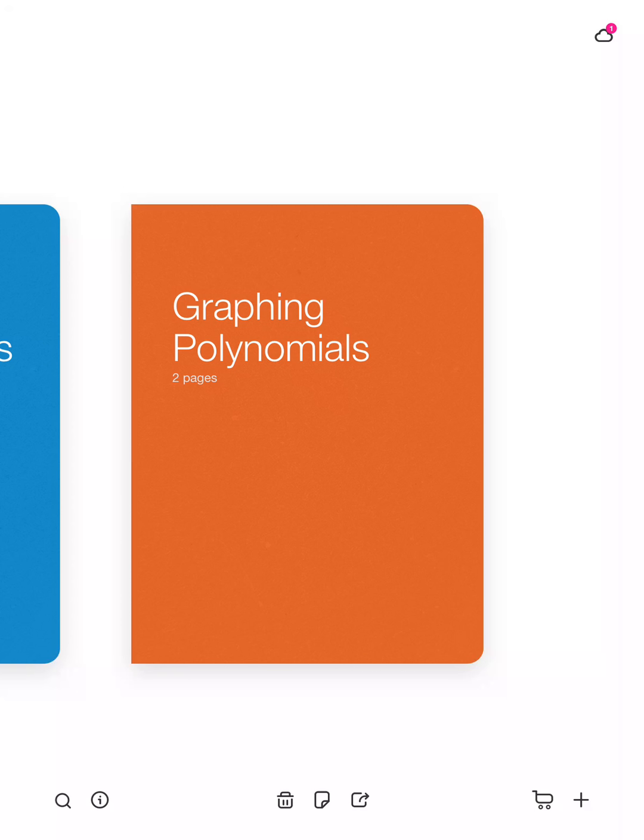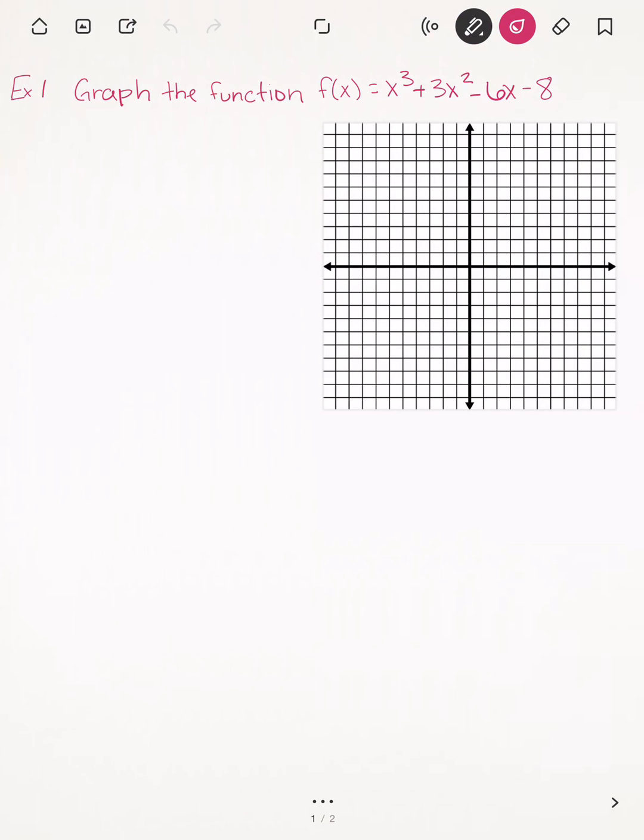This video is for graphing polynomial functions. So looking at example 1, it says graph the function f of x equals x cubed plus 3x squared minus 6x minus 8. So for step 1, we need to find our zeros.